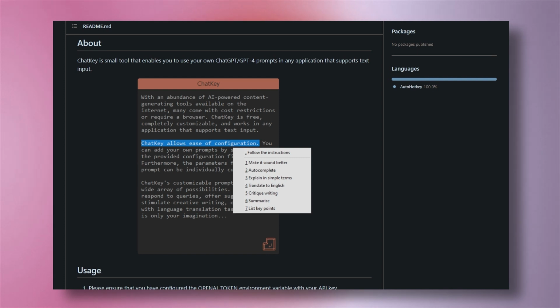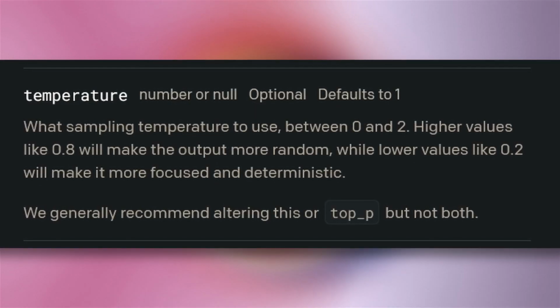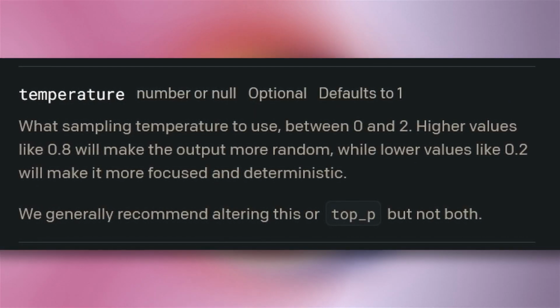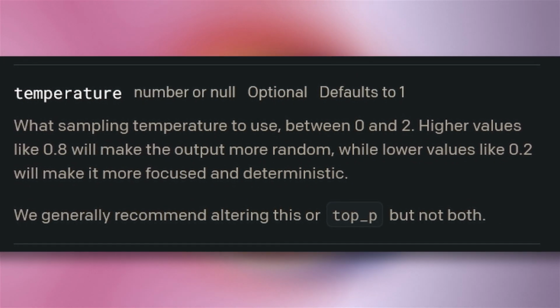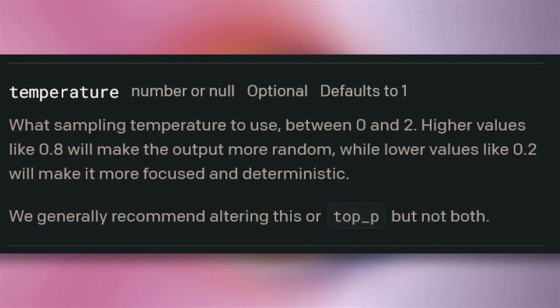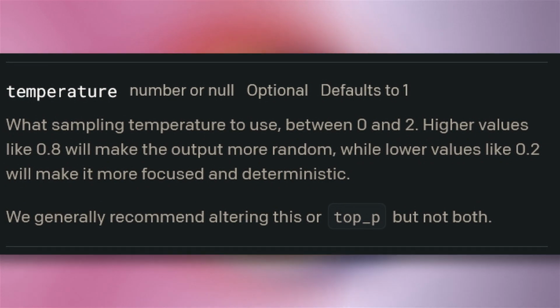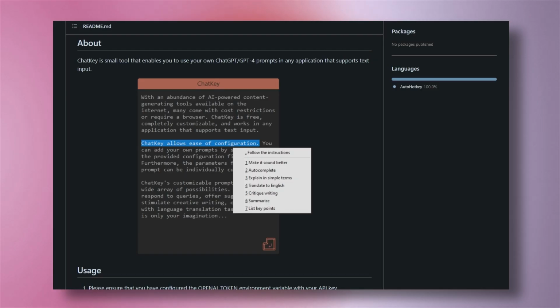In the config file, it is very easy to add your own prompts and indicate what you want the temperature to be in order to get something more random or generally thought of as creative back from the model, or to get something more determined. You can also specify whether you want to use the GPT 3.5 model or the GPT-4 model.